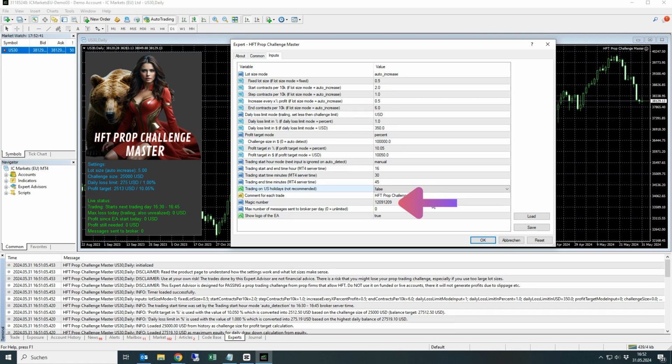The magic number has to be a random number which is not already used by another Expert Advisor. However, you should not run any other Expert Advisor in parallel when you run the HFT Prop Challenge Master. With max number of messages, you can, for example, limit the number of messages that the AI sends per day to only 1,000 messages to the broker. I use this, for example, on my IC Markets demo account for Myfxbook to stop trading if a certain threshold is reached, to not automatically receive emails from the broker for hyperactivity. And with the last setting, you can turn the logo on and off.